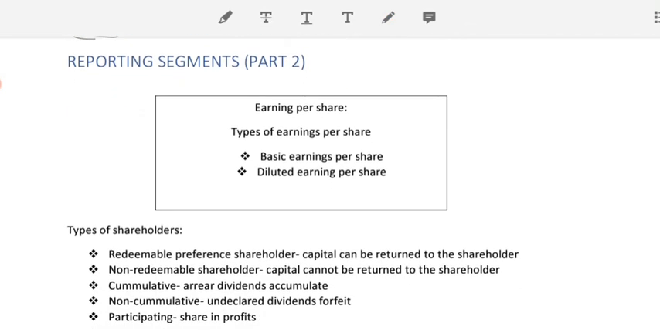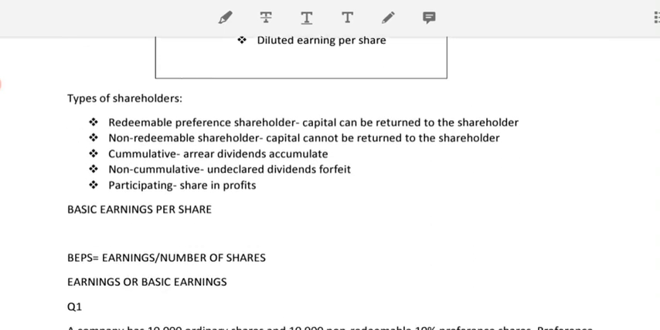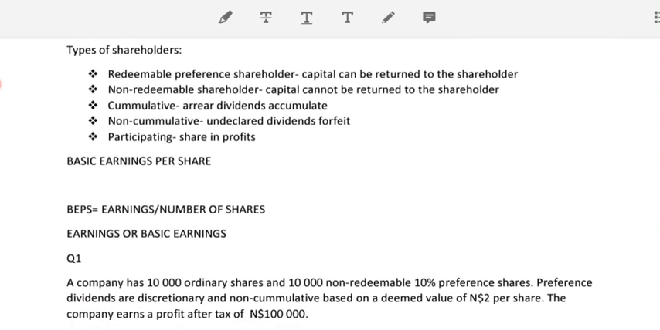We'll be starting off by looking at the types of shareholders. We have different types of shareholders, where we have the ordinary shareholders who are deemed to be the owner of the company, and the other is the preference shareholder. Here I brought the 5 different types of preference shareholders.